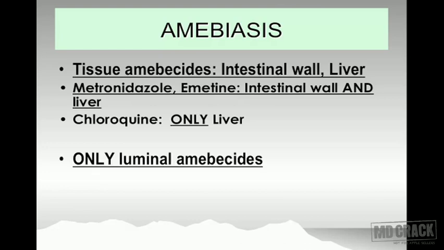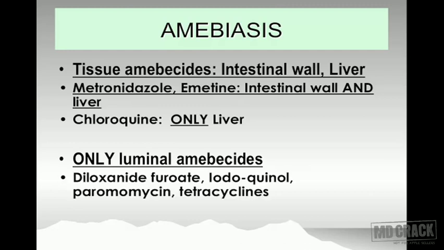Coming to the luminal amebicides, which are able to inhibit the cyst in the lumen, that is diloxanide furoate, iodoquinol, paromomycin, and tetracyclines. So these can affect only the cysts in the intestinal lumen.